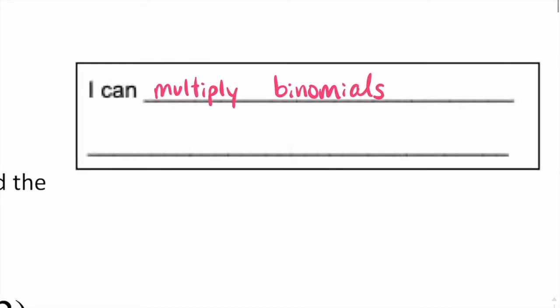Okay, so today we're going to talk about how to multiply binomials. Yesterday we talked about adding and subtracting them. Today is multiplying. "I can multiply binomials" is going to be our I can statement. Multiplying binomials is a little tricky. This is a pretty foundational piece of all of algebra, and you'll use this all throughout high school as well.